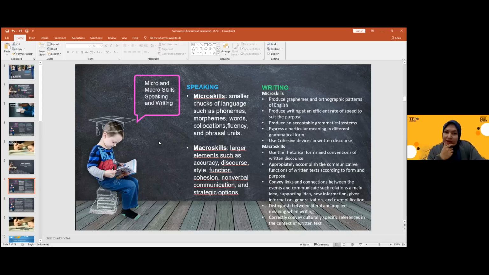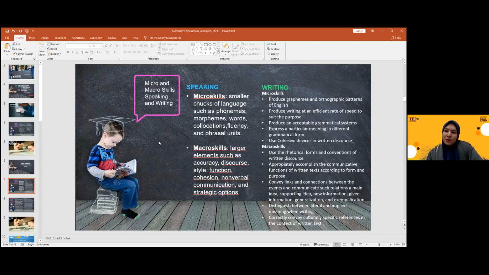In writing, there are also two skills that have been highlighted by Brown. The micro skills are like producing graphemes. Graphemes is abjad in Indonesian, huruf abjad, and then orthographic patterns of English. If we translate it into Indonesian, this is EYD, ejaan yang disempurnakan, or saying the word correctly, if I translate. And then produce writing at an efficient rate of speed to suit the purpose.